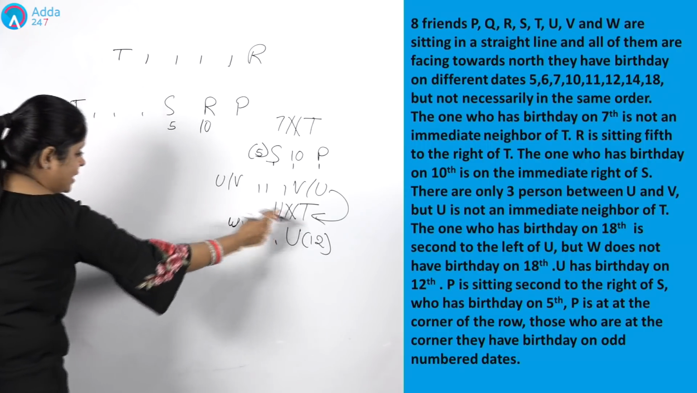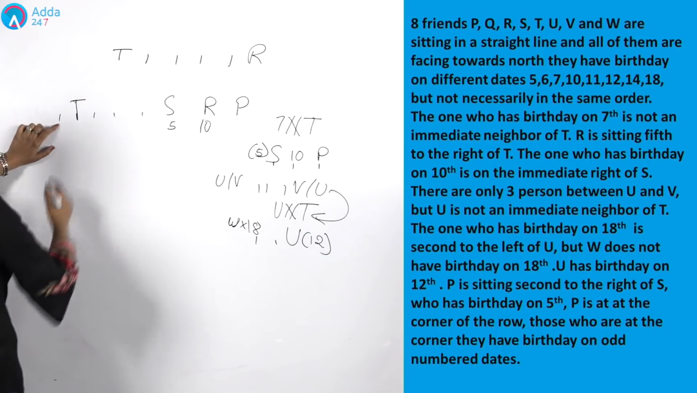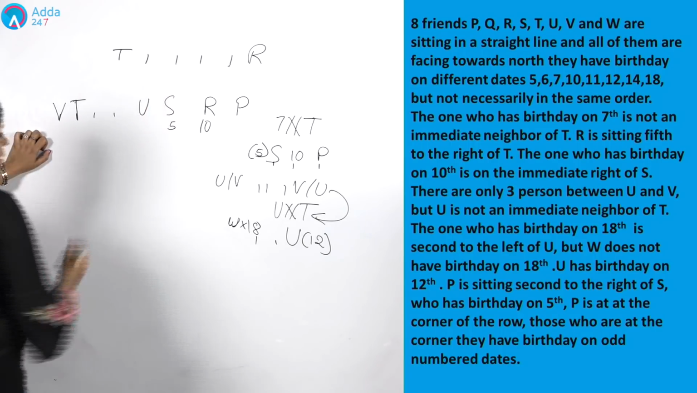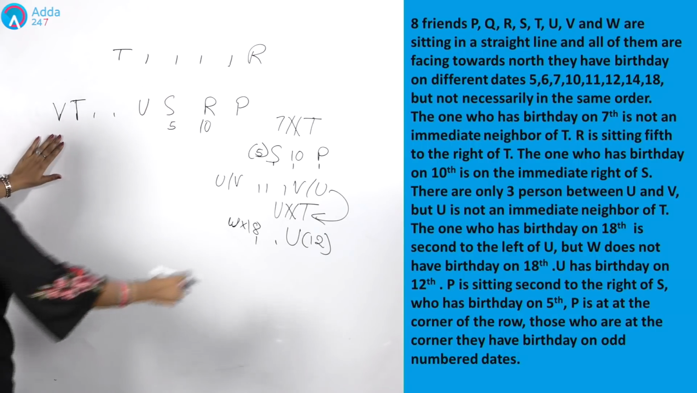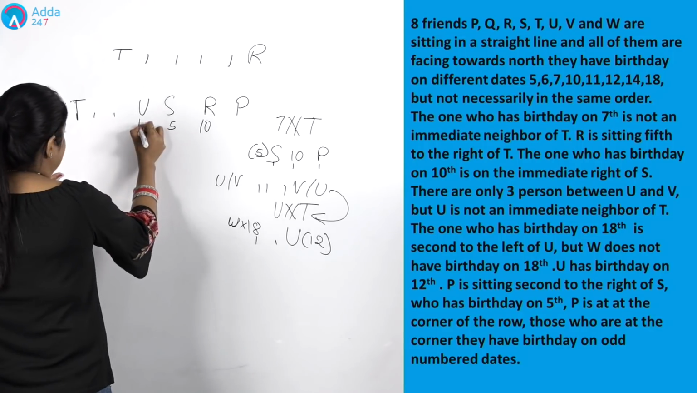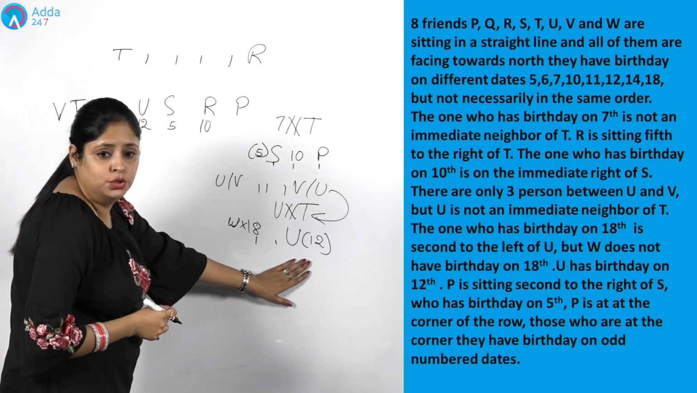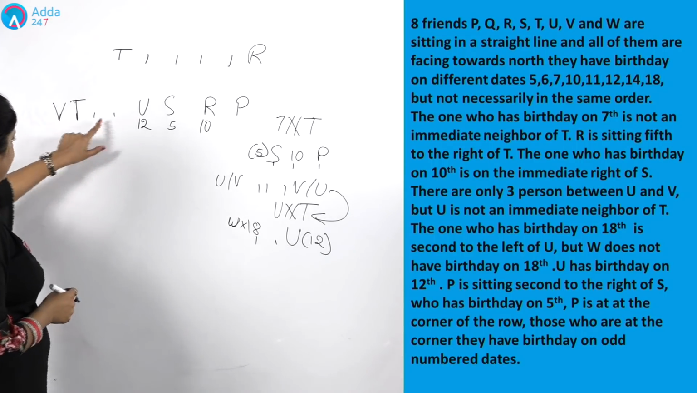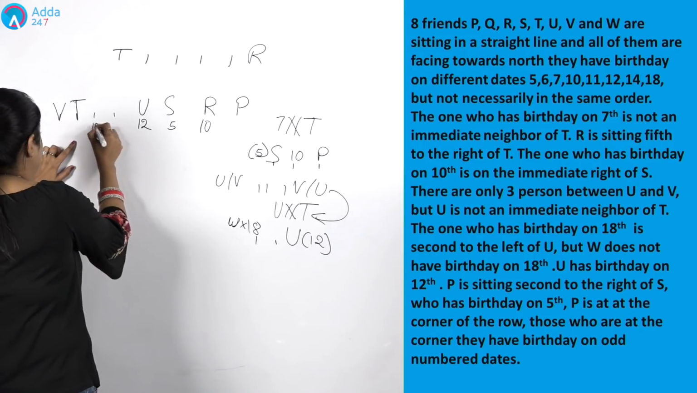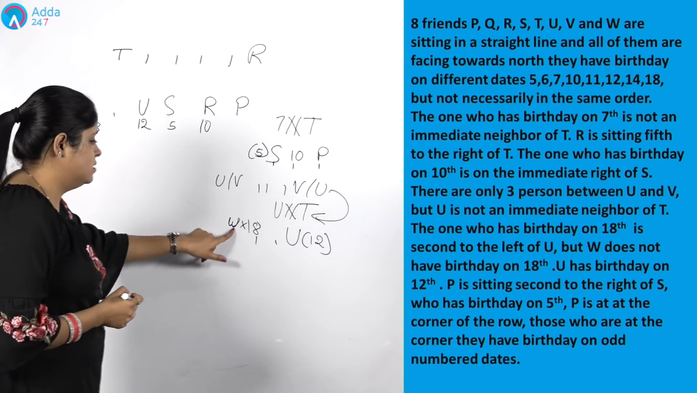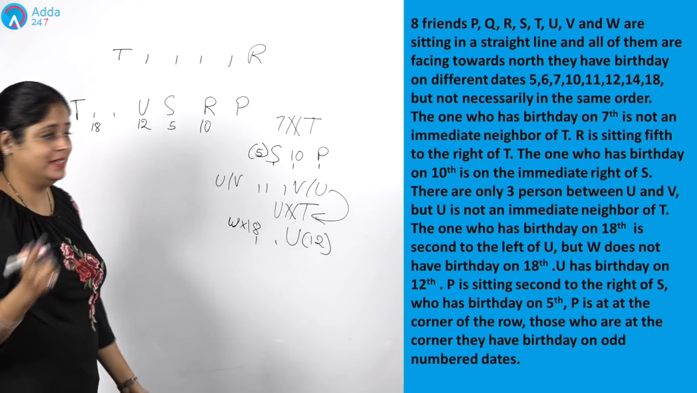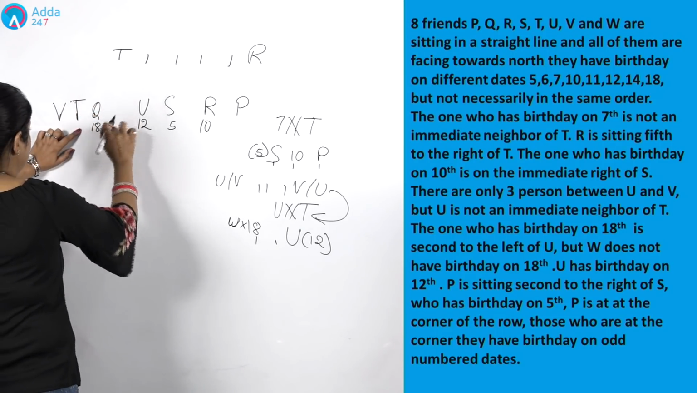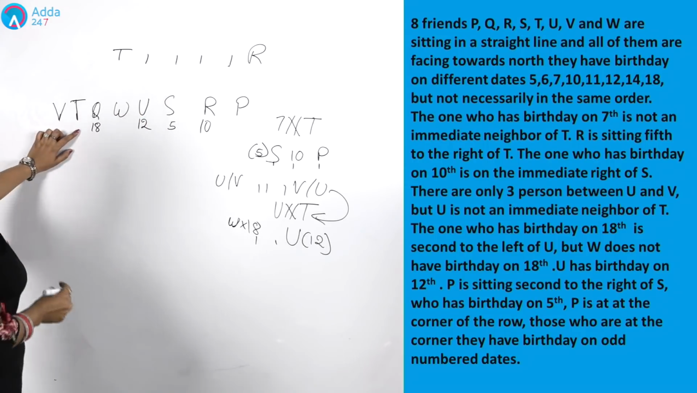But another hint says that U is not an immediate neighbor of T. So I can't write U here, which means that we will write V here and U will be placed here. And when U is placed here, the date associated with that U is 12. And after that, second left is a person whose date of birth is 18th, but that person is not W, and there are only 2 persons missing, either W or Q. When this person is not W, then definitely we will write it down as Q and this one comes as W.